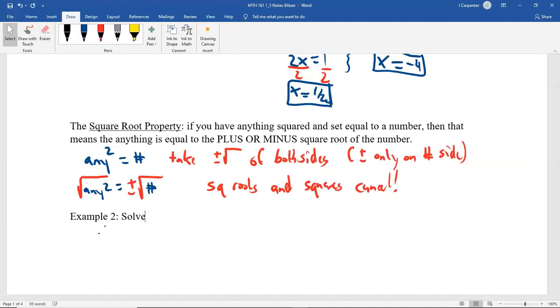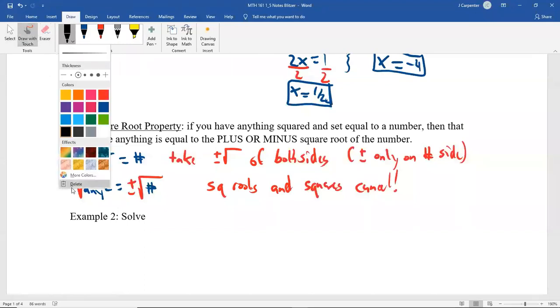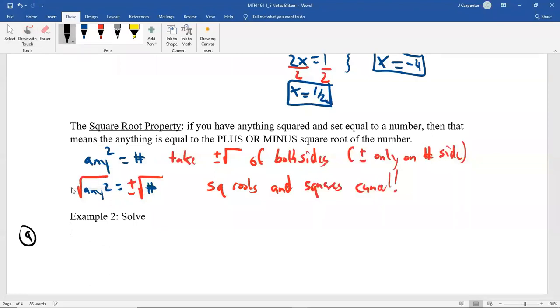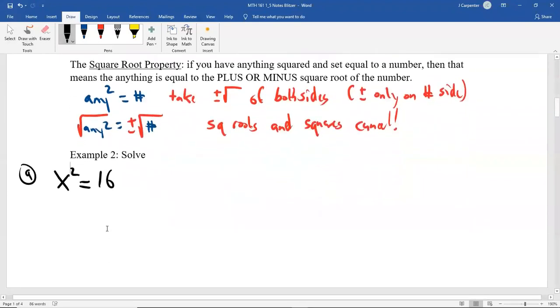Example 2, solve. Okay, we're going to do x squared equals 16. Now, before I actually go and do this correctly, I'm going to do this incorrectly. And again, more than half of students want to do it this way. They see x squared equals 16, their brain goes, x is 4, because 4 squared is 16. So many students would just go straight to saying the answer is 4 because it seems very clear.